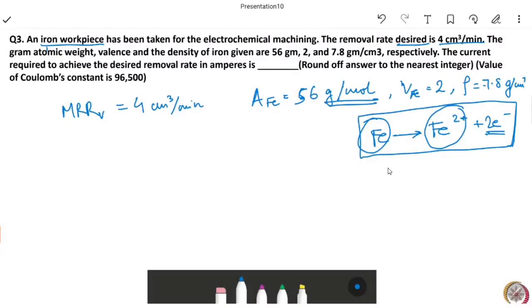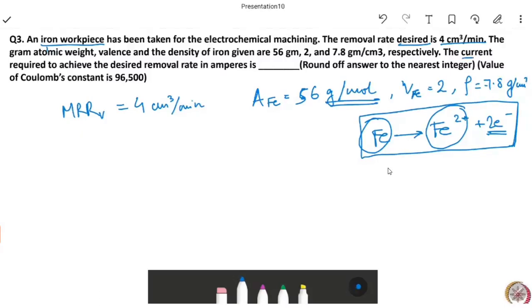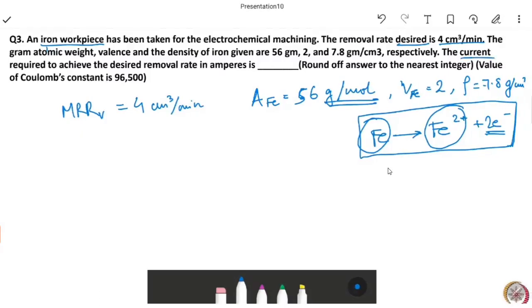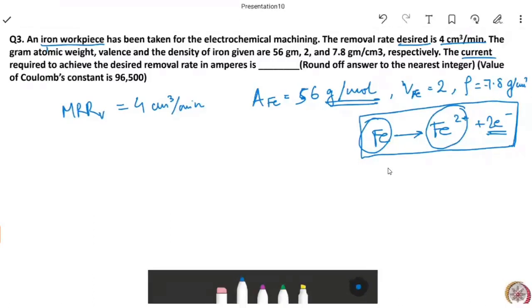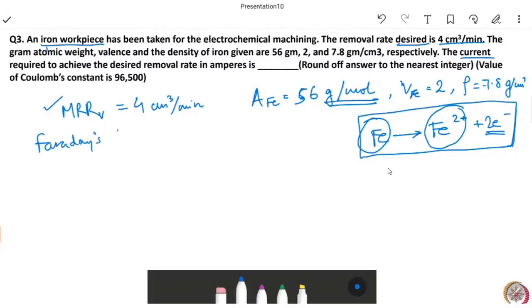So you need to calculate the current that should be provided into the circuit to achieve this given MRR. So from Faraday's law, we know that the mass of the material removed is directly proportional to the charge flow between the two electrodes, that is the anode and the cathode.